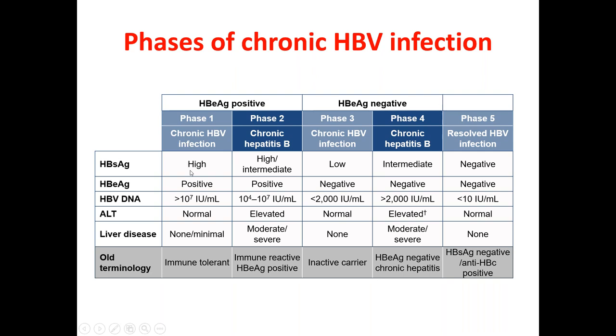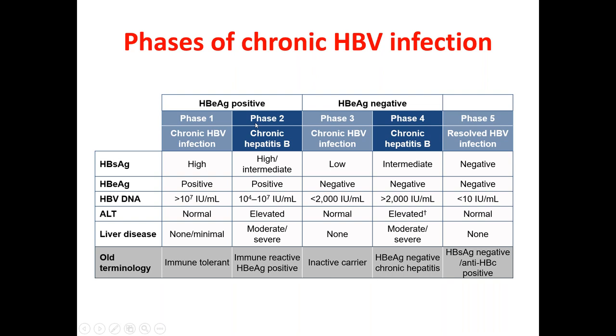What are the features? You will have a very high titer of surface antigen. Your E antigen will be positive. DNA will be very, very high, but your liver enzymes will be normal. If you do a liver biopsy, you will not find any inflammation or will find very minimal evidence of liver injury. This phase was previously called the immune tolerant phase.